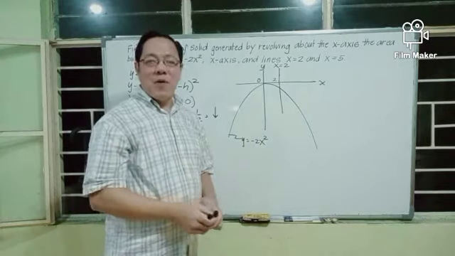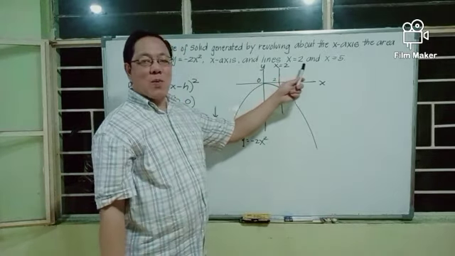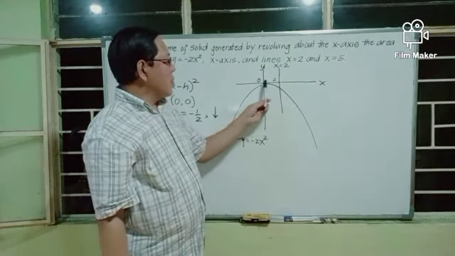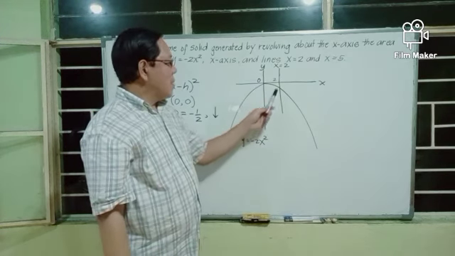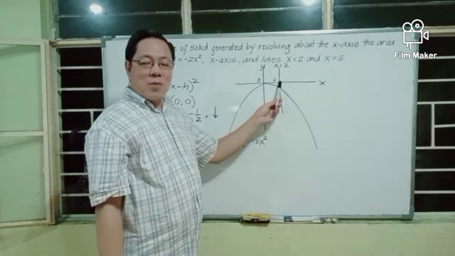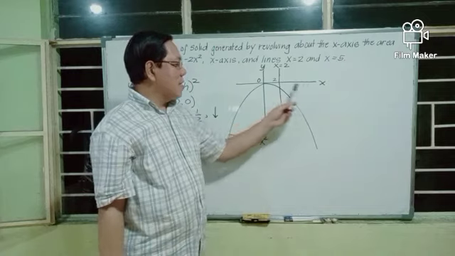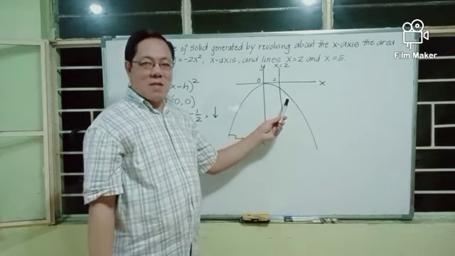This is the graph of the line with the equation x equals 2. It's parallel with the y-axis, passing through the point x equals 2 on the x-axis and perpendicular with the x-axis.